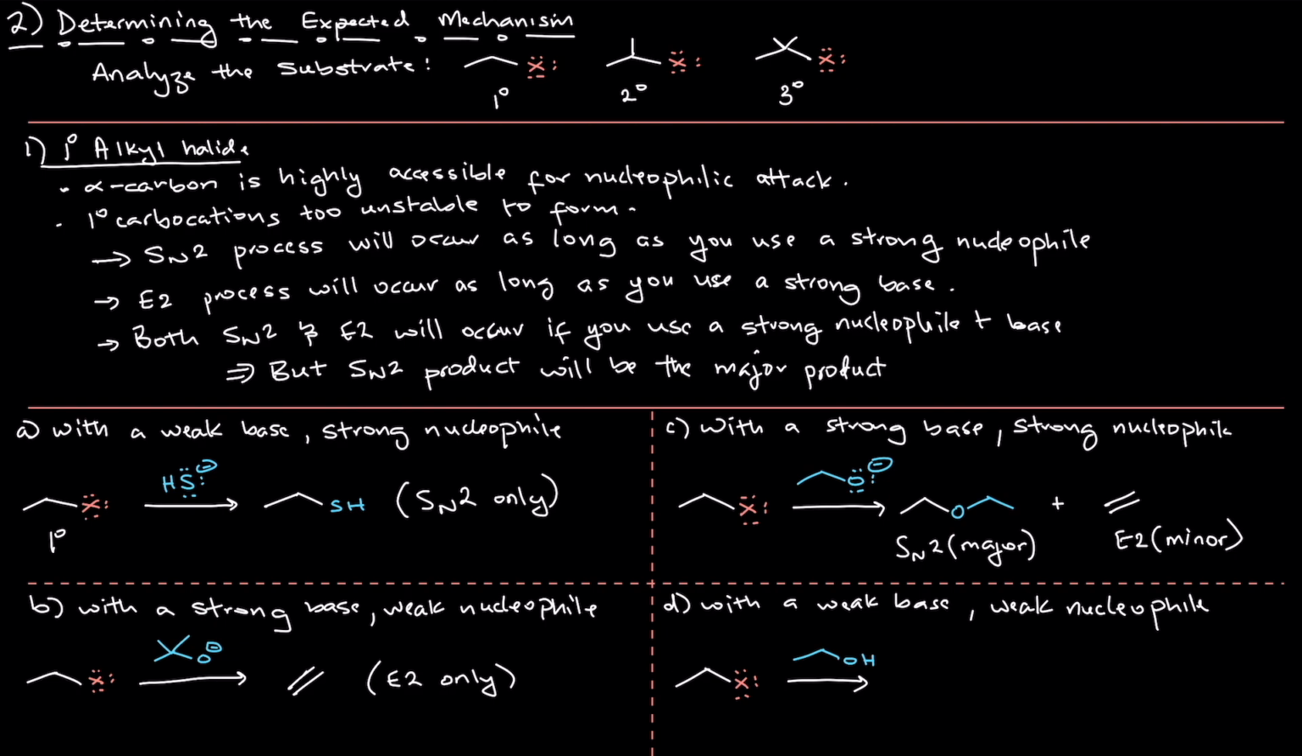Lastly, reacting your primary alkyl halide with a weak base and a weak nucleophile, this is just weak sauce. So nothing can happen, because you can't form a primary carbocation, it's too unstable to form, and you have too weak a base and too weak a nucleophile, so your SN2 or E2 process cannot occur. So there's going to be no reaction in this particular case.